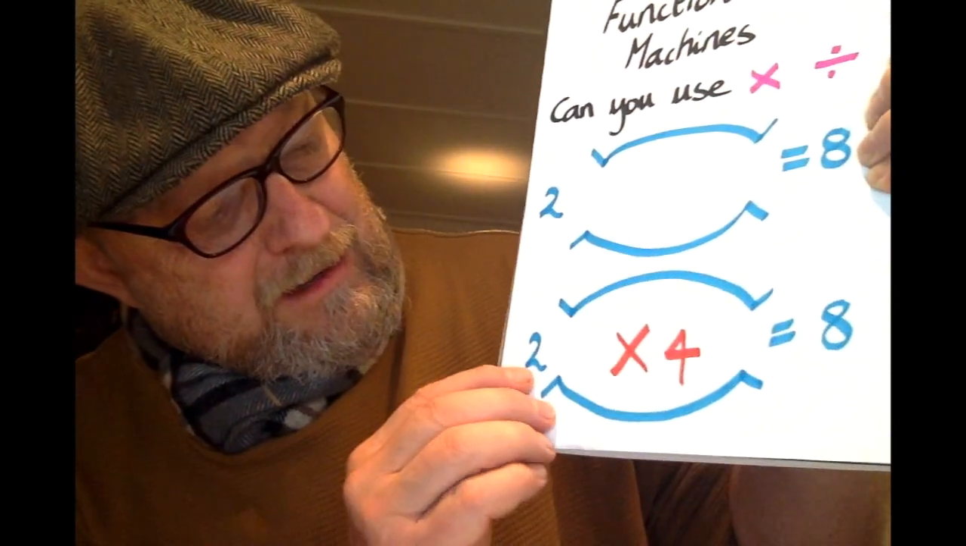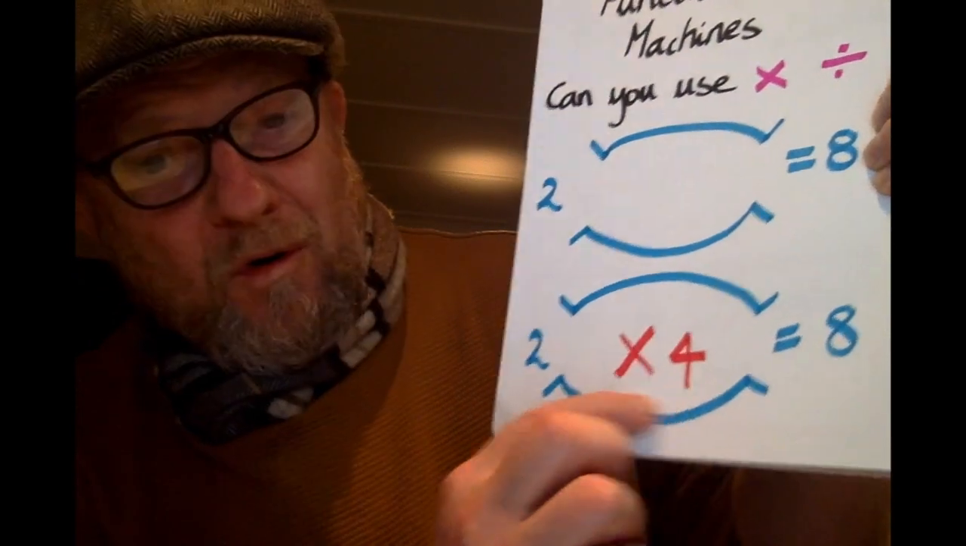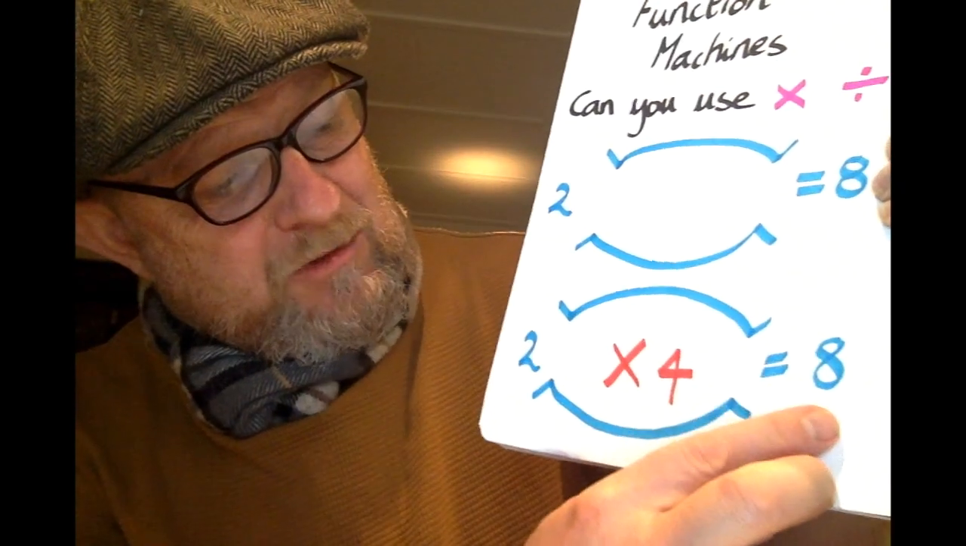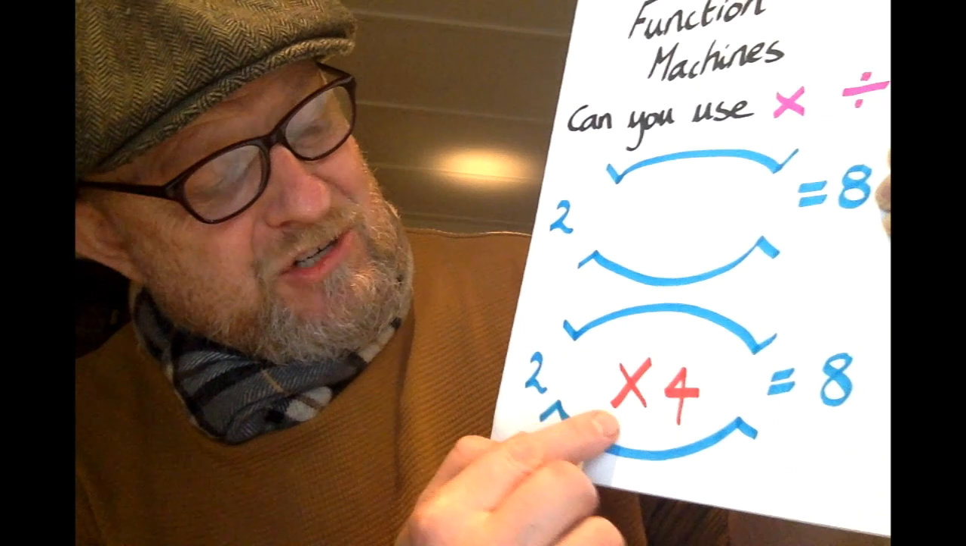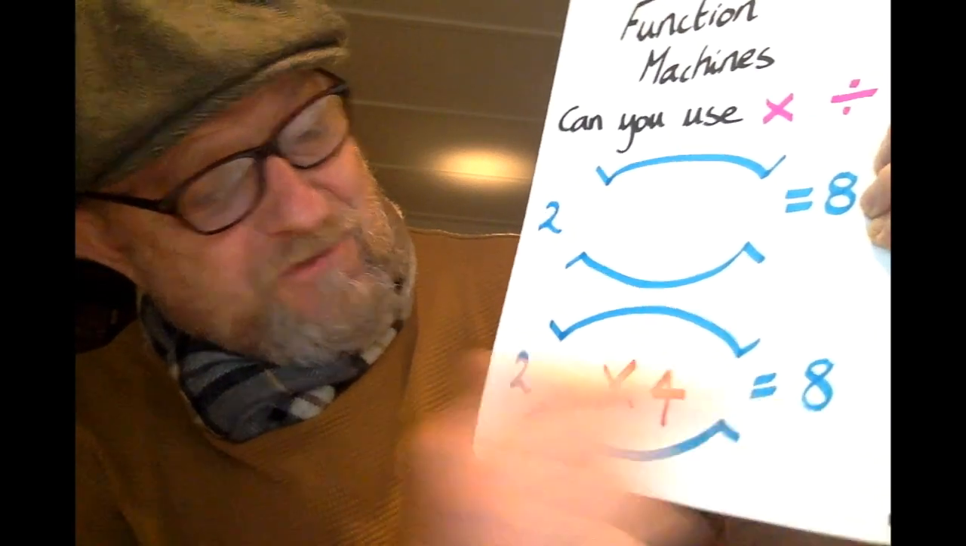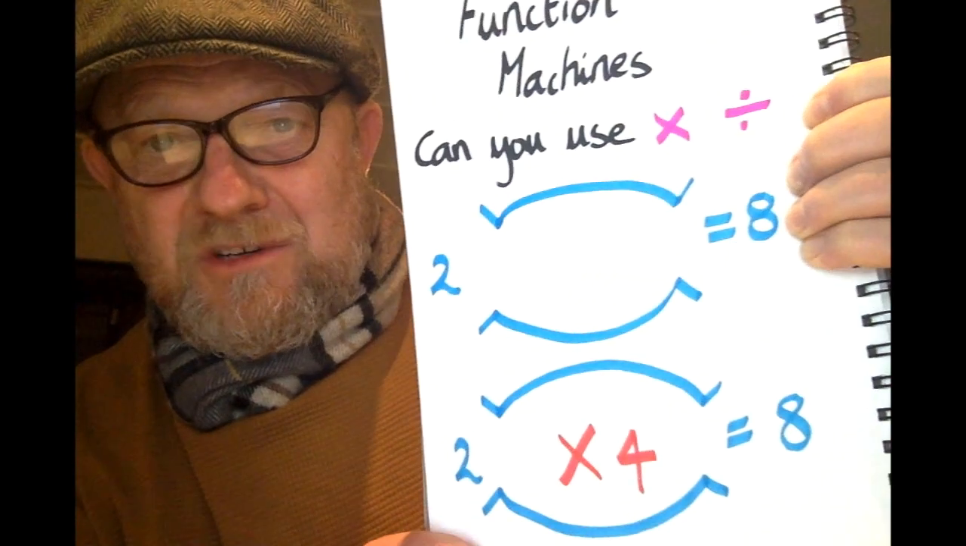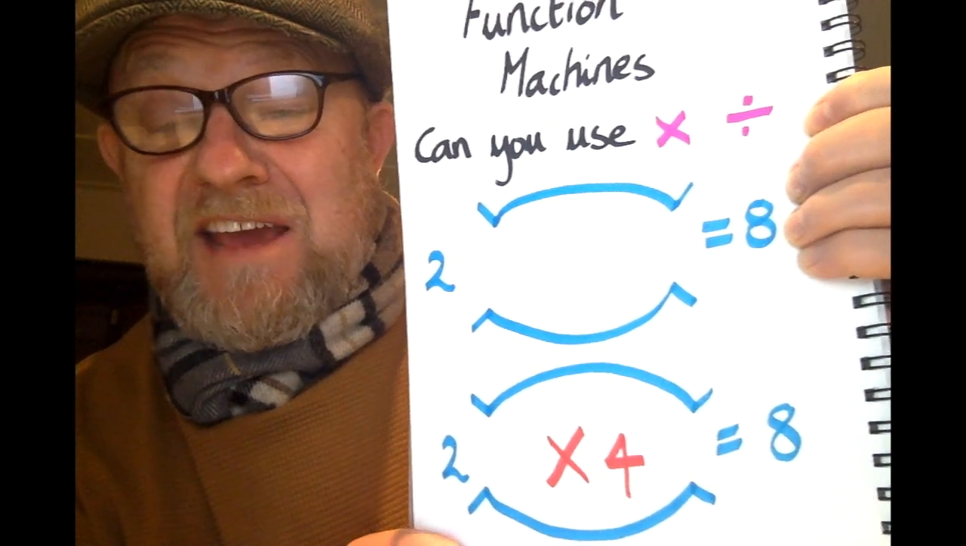We go down here. So 2 times 4 equals 8. So the function machine, I represented times 4 to get me to 8. And that's what you've got to do. You've got to fill in the gaps in your function machine. So this whole undertaking is to consolidate your understanding of the operators, multiplication and division.